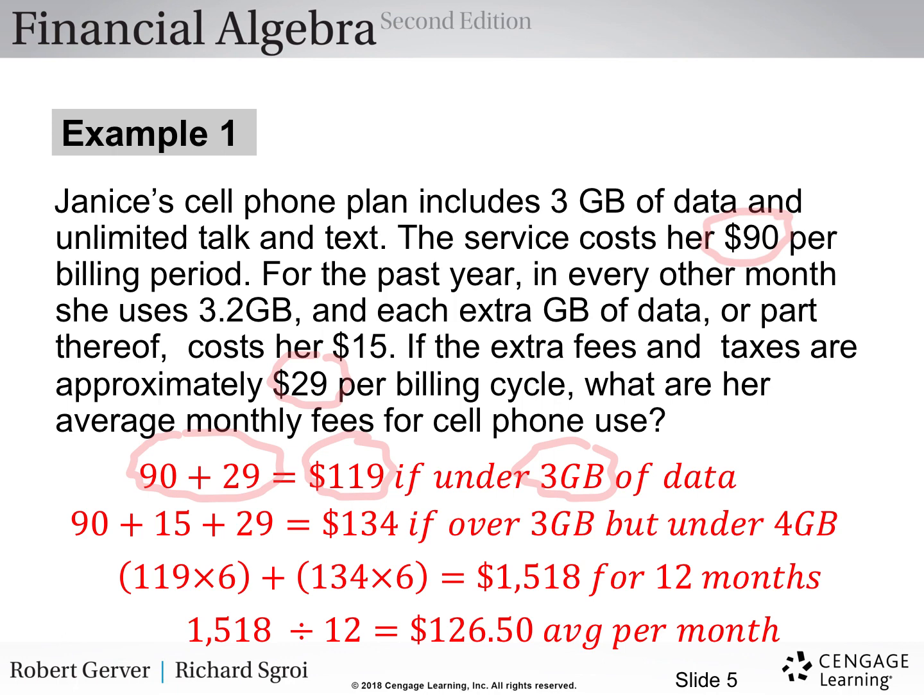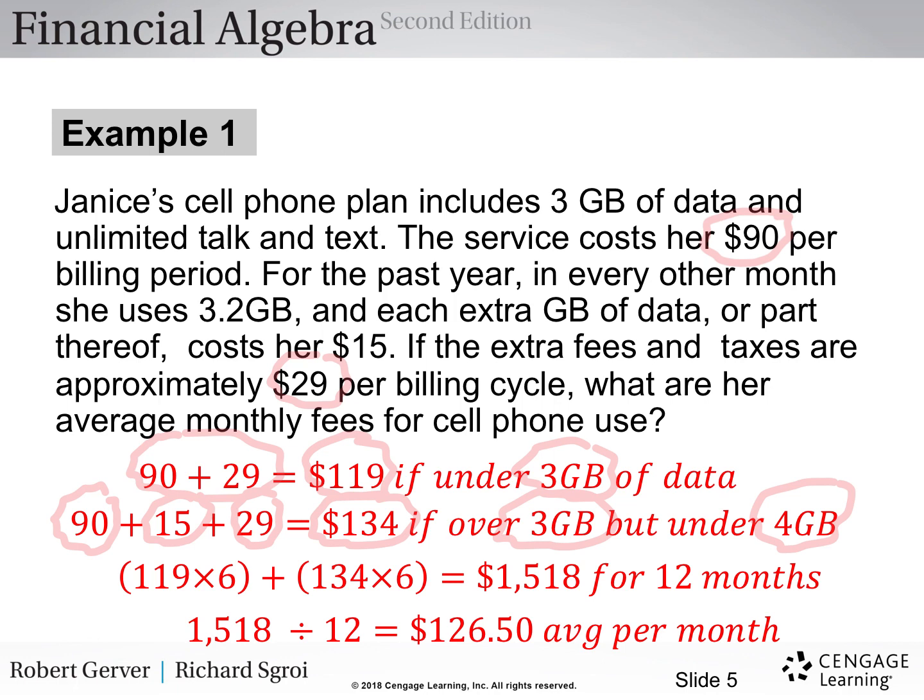Now, let's say that she uses more than 3 gigabytes but under 4 gigabytes. In that case, she's got her basic charge of 90, her taxes of 29, plus $15, provided she does not go over 4 gigabytes. In other words, $134 if over 3 gigabytes but under 4 gigabytes.